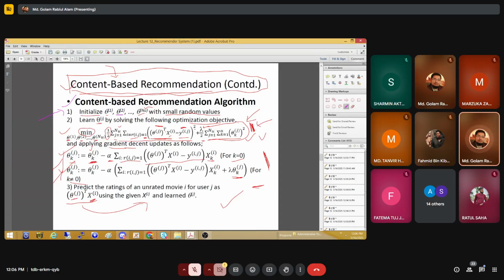We have to initialize with random values and then learn theta by solving the following optimization objective. Here, the optimization objective is minimization over this theta. That means we need to learn the theta, and for that we need to optimize this, specifically theta j transpose xi. This is the predicted value minus yij, which is the original value we already have.